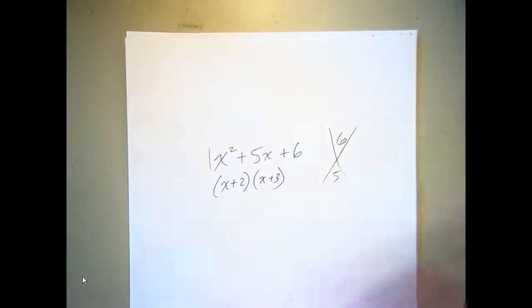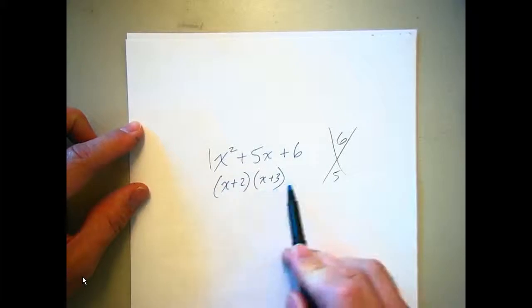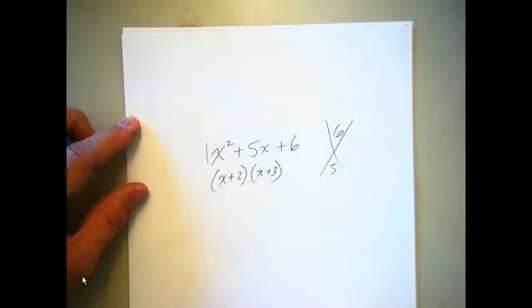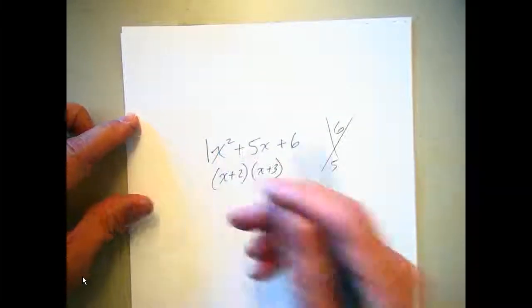I don't have to divide by a. Why? Because a is 1. If I divide by 1, I just get the same thing. So when you see a problem with a as 1, you're like, woohoo, dude, factoring's a piece of cake.